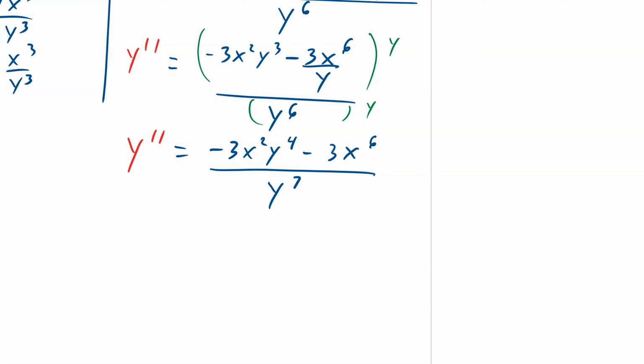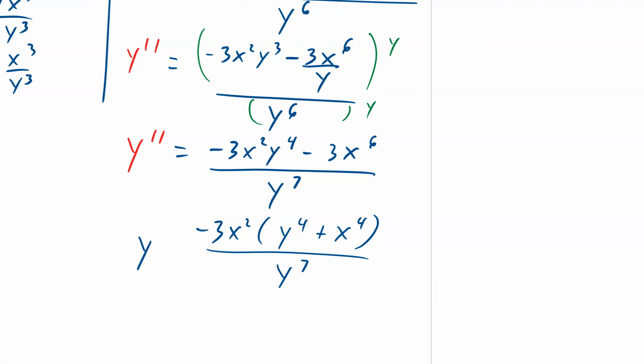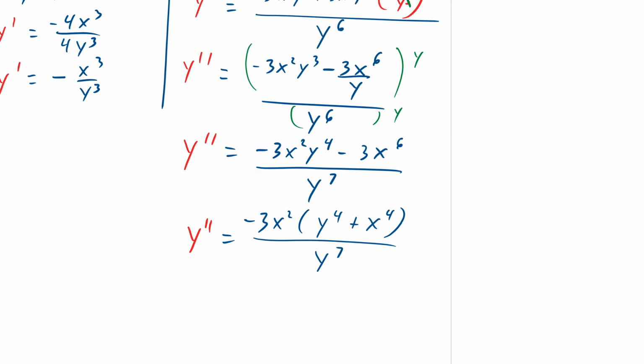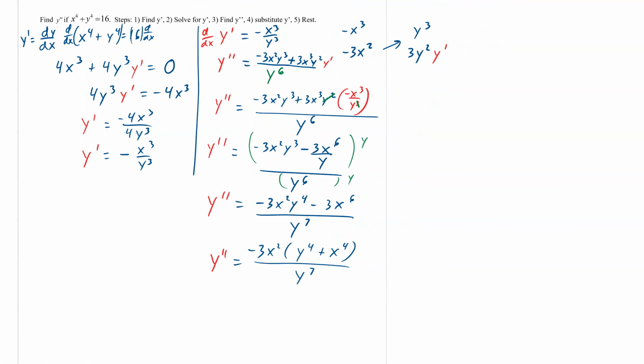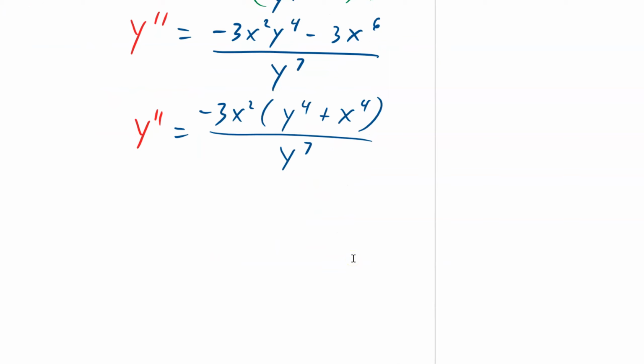Okay, now if you notice on the top, they have a common factor of negative 3x squared, and you do want to factor those out, because what kind of happens is that the original function can sometimes be substituted in as well. So you always want to think, can we get rid of the y? That's the key. Or can we get rid of anything in this? So if you notice, we know that x to the fourth plus y to the fourth is equal to 16. Well, if you look here, we have x to the fourth and y to the fourth. So that would equal 16.